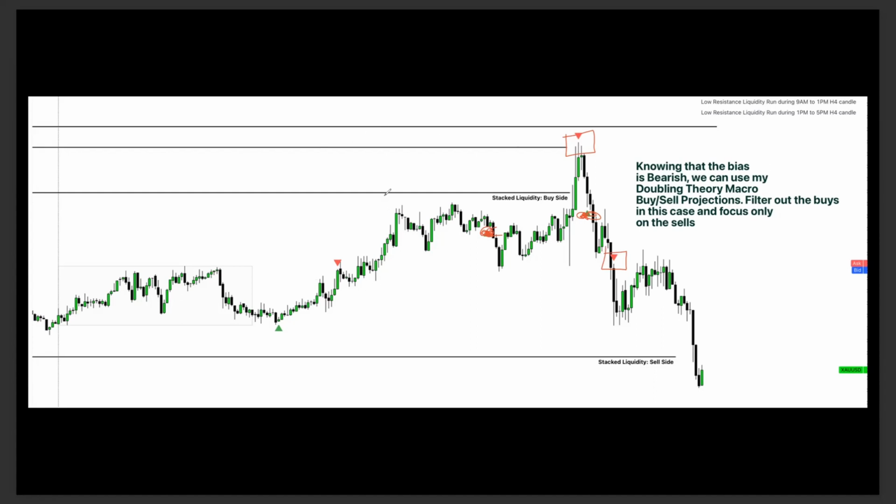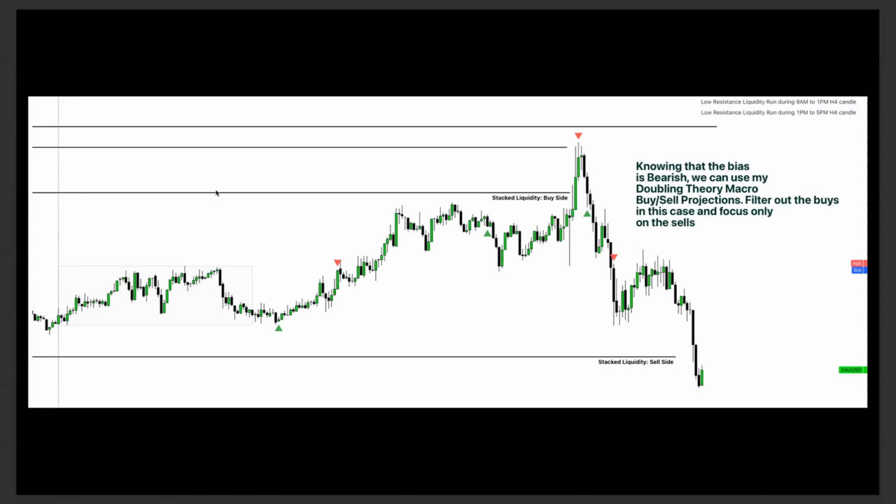And on this day, the London session was predicted to be bullish. You can forget about the red arrows in London and focus on the green arrows in London causing this move up. Same thing over here. That is what the macro projections will get you.